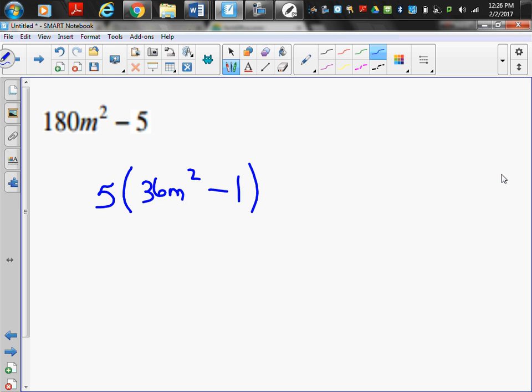Now do I have difference of perfect squares? Yes. You gotta keep 5 outside. Then you got 6 in both of them. And one of them will be plus 1, one of them will be minus 1.